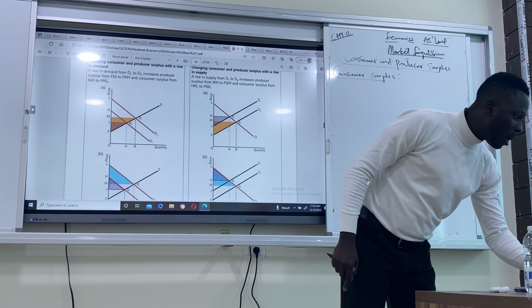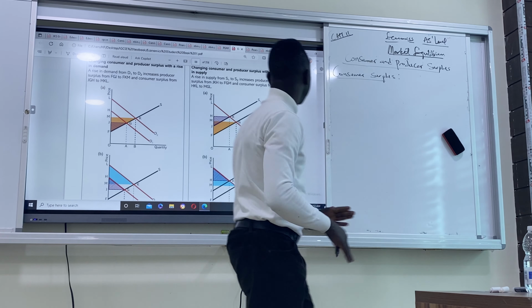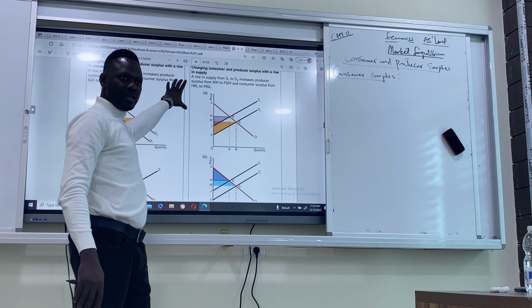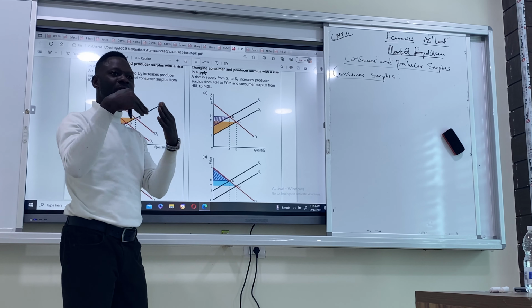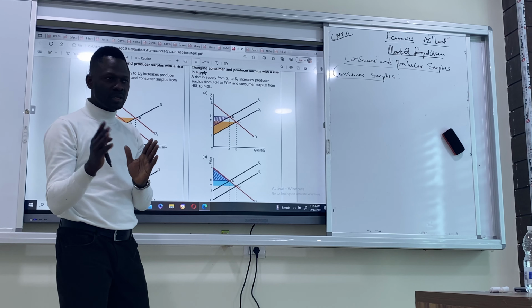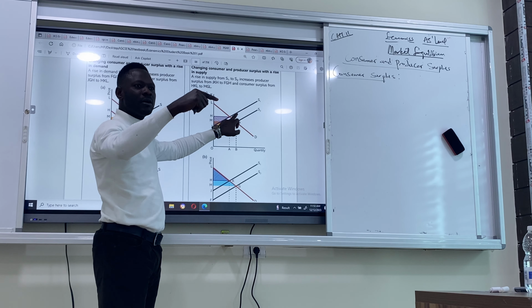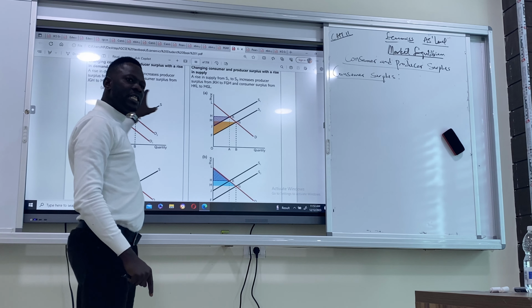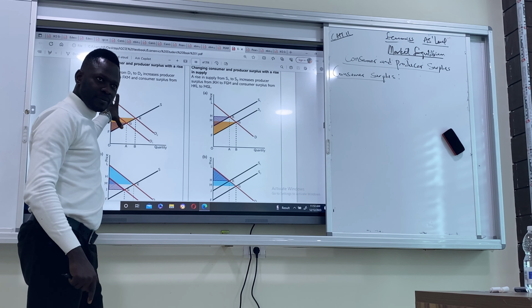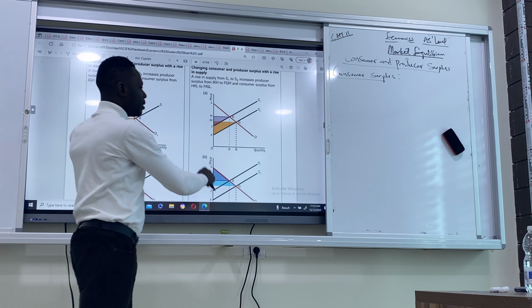Then, what happens to supply? Change in consumer and producer surplus with a rise in supply. A rise in supply will also shift or increase producer surplus and consumer surplus. But when there's a rise in supply, consumers tend to benefit more. For this, producers tend to benefit more. Do you know what I'm saying here? So, do you get it or not?